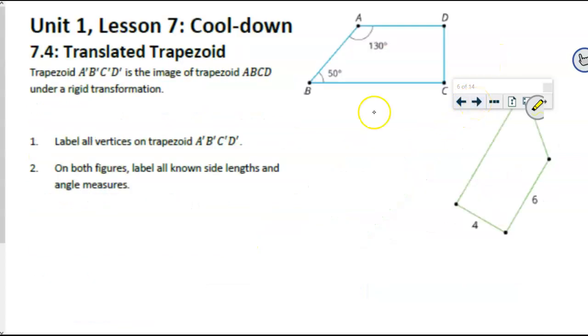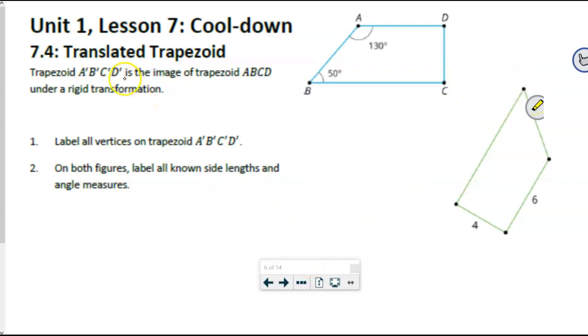Let's put this all together in a cool down. Trapezoid A prime, B prime, C prime, D prime is the image of trapezoid ABCD. So ABCD is the pre-image, that's our original. And this is going to be A prime, B prime, C prime, D prime. It's the image after a rigid transformation. Knowing that the points correspond, and the angles and side lengths correspond, we can use that to label these figures. So label the vertices A prime, B prime, C prime, D prime.